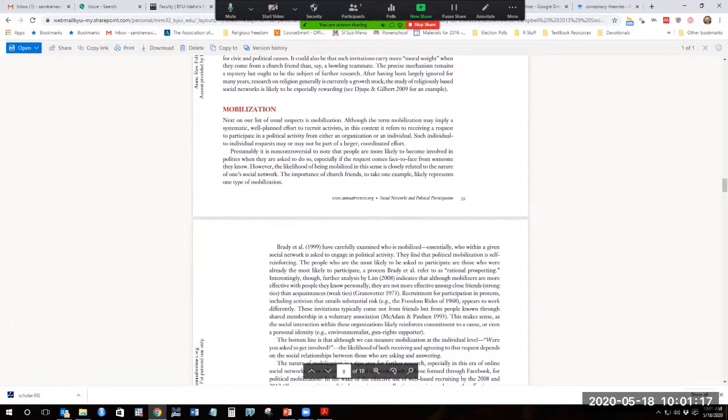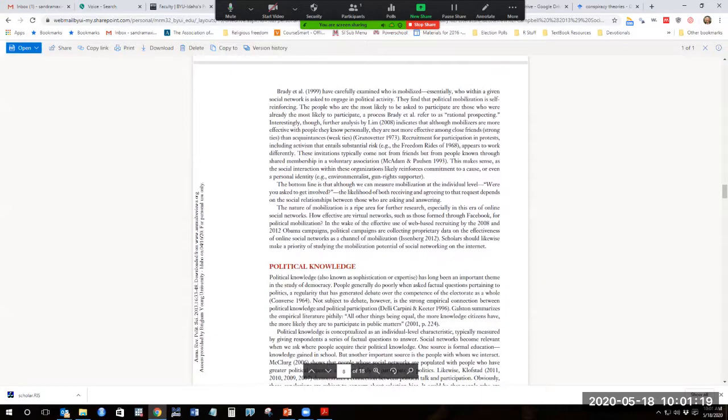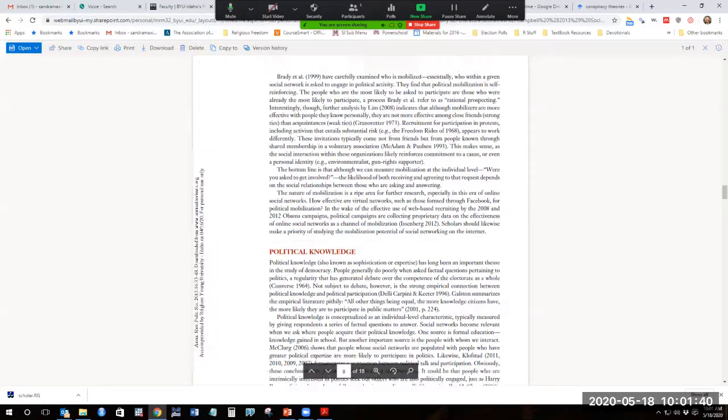Here's how social networks matter for mobilization. So let's see. Brady et al. have carefully examined who is mobilized, who within a given network is asked to engage in political activity. They find political mobilization is self-reinforcing. The people who are most likely to be asked are those who are already the most likely to participate. They call it rational prospecting. Okay, so Brady et al. 1999 seems like it's important.